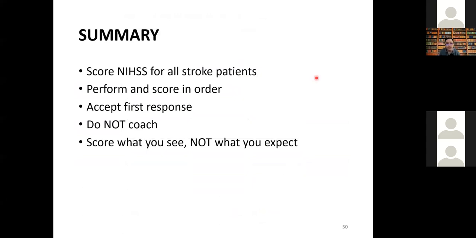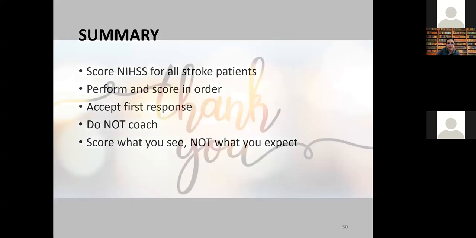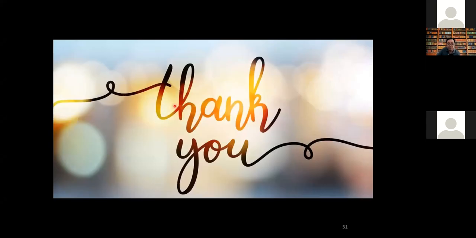So in summary, you score NIHSS for all stroke patients, whether acute or non-acute. You perform and score in order from item 1 to item 11. Accept only the first response and do not coach the patient. Score what you see, not what you expect them to be able to do. Right, with that, thank you very much.